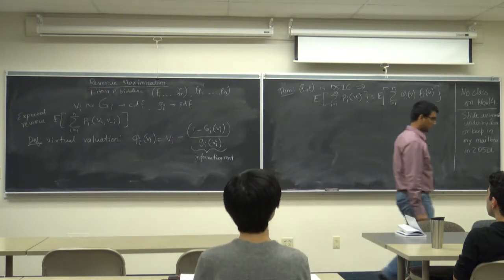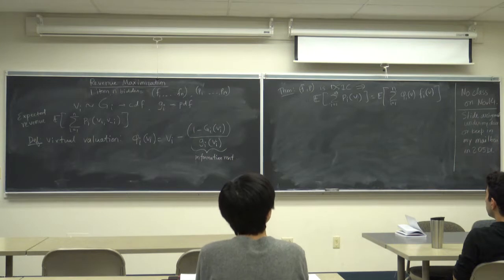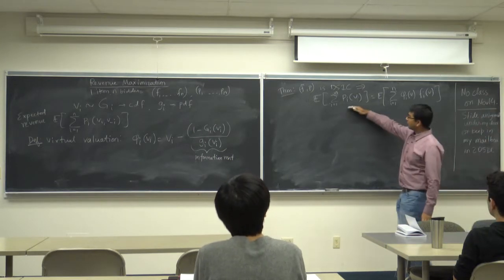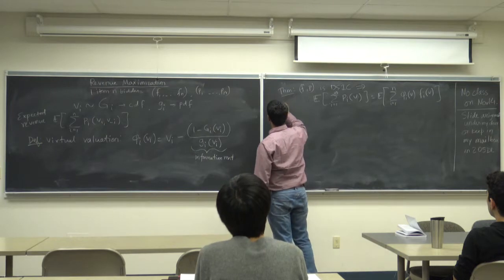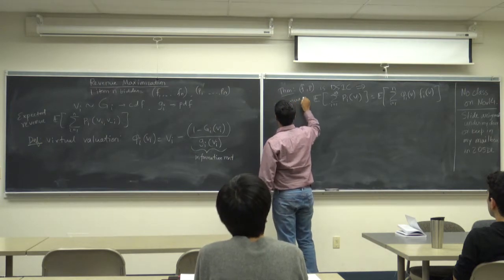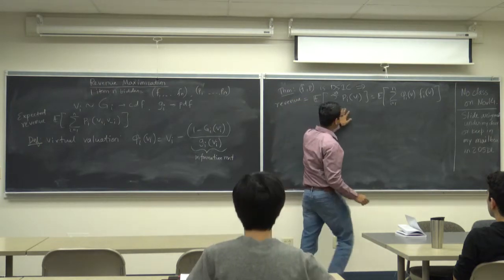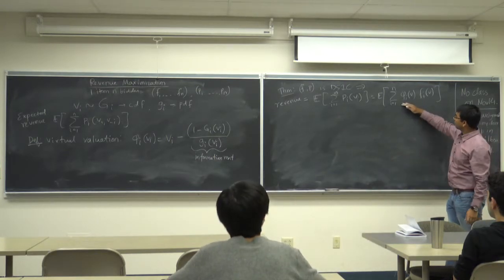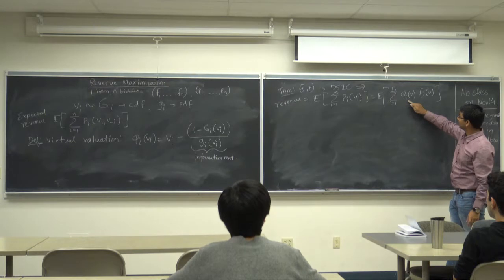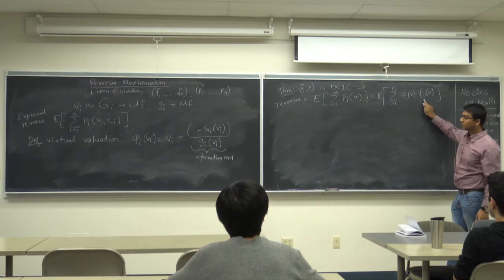Okay, so if you could come up with a monotone allocation function, you can come up with a payment mechanism from Myerson's lemma. And so the expected revenue, so this is the expected revenue, right? The expected revenue can be purely written as an expected value of the virtual valuation multiplied by the allocation rule.